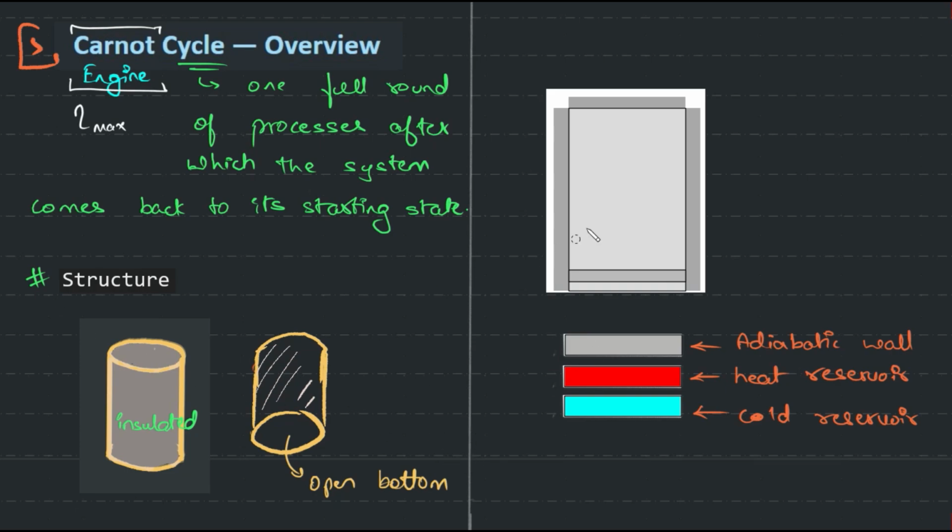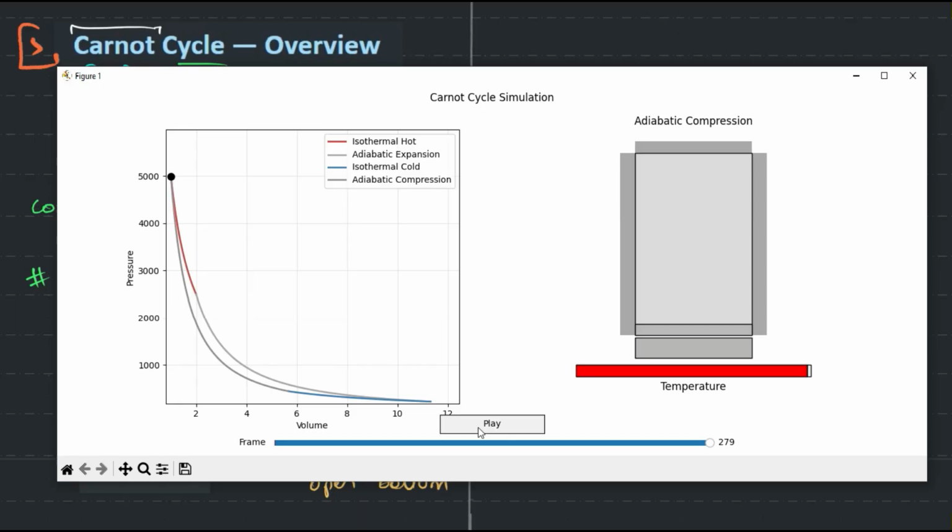Now I have a few questions for you guys. What you can do here is see what's happening with the piston. Just have a look. Simple, right? It's going up and coming down. Okay, now see what's happening with the bottom. So what's happening with the bottom?